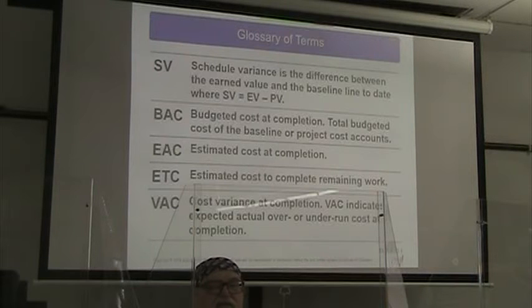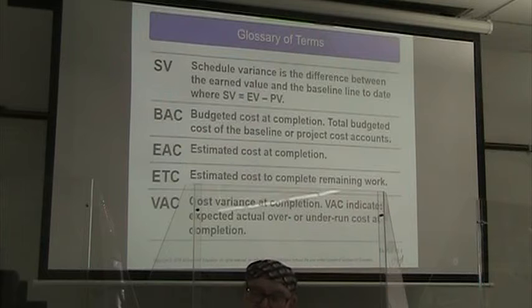The BAC is the budgeted cost at completion, the total budgeted cost of the baseline or project cost accounts. The EAC is the estimated cost at completion. The ETC is the estimated cost to complete the remaining work. And the VAC is the cost variance at completion. VAC indicates expected actual over or underrun cost at completion.